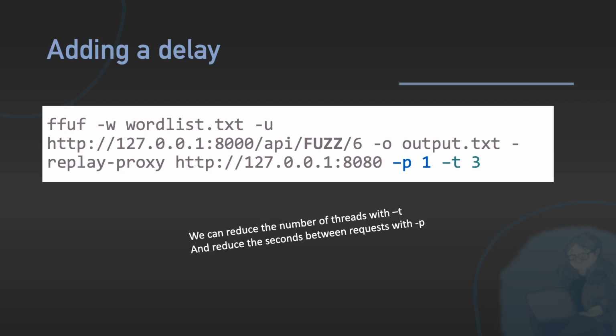Now you can also add a delay with ffuf. You can use P, which sets the seconds between requests, and T, which reduces the number of threads. When a computer has threads, it means it's starting up little mini versions of a service. Here, each one of these little dots will send its own request to the website. Although you're on one computer, you've got all these little drones sending requests on your behalf. So if we control the number of threads, we control the number of workers, and if we control the seconds between requests, we can tweak and see how long it takes to run stuff.